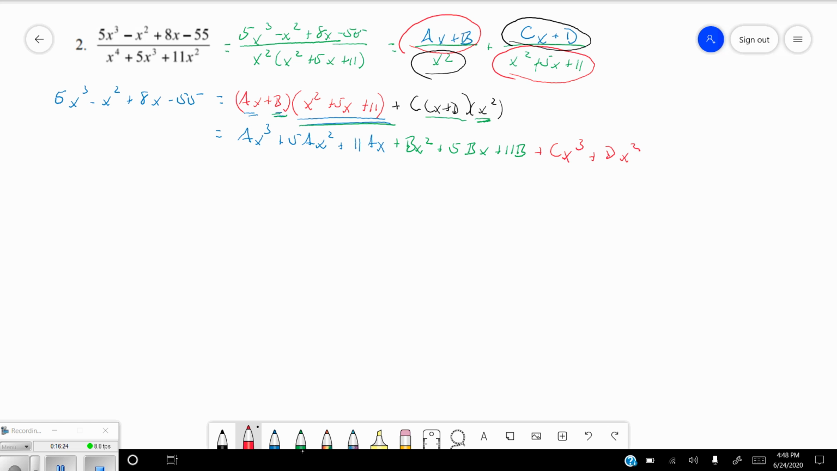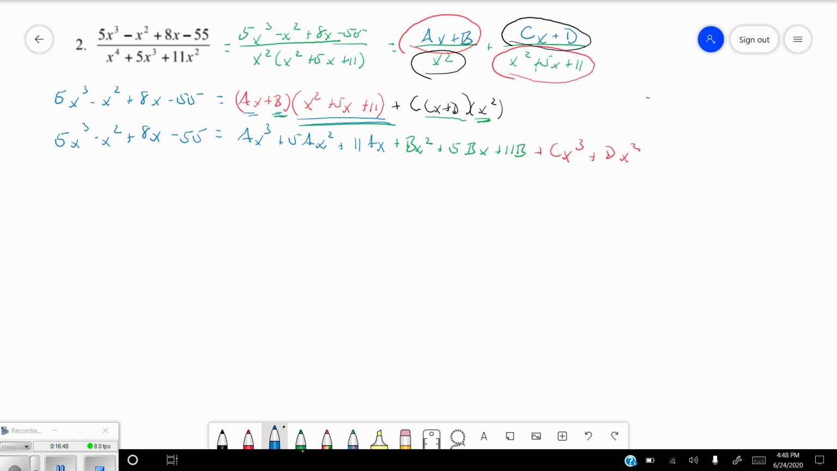All right, so here's the important thing. All of that equals what's on the left. So I do have to recopy the left. 5x cubed minus x squared plus 8x minus 55. This one is not going to be as simple as just picking a nice convenient value for x that's going to make things go away. It isn't going to work like that.